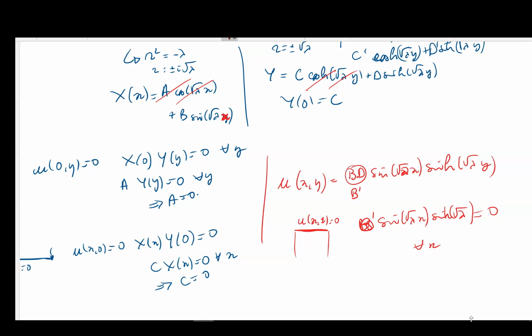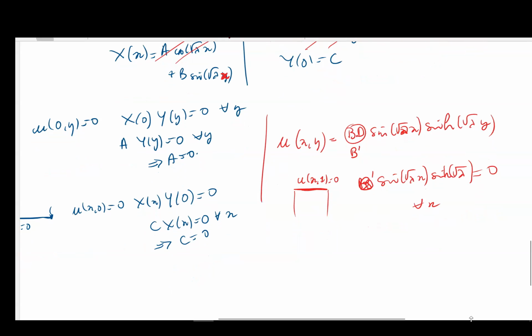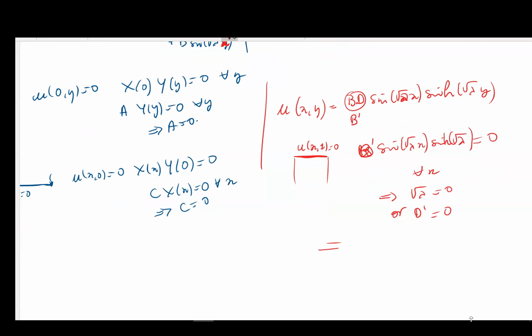So what would be the only possibility? Well, I've got two possibilities. As it must work for all values of x, it must be either square root of lambda is equal to 0, which means lambda is equal to 0, or b' is equal to 0. In any case, what does it imply? It implies that u of x, y is now equal to 0 for all x and all y. And why is that a problem?